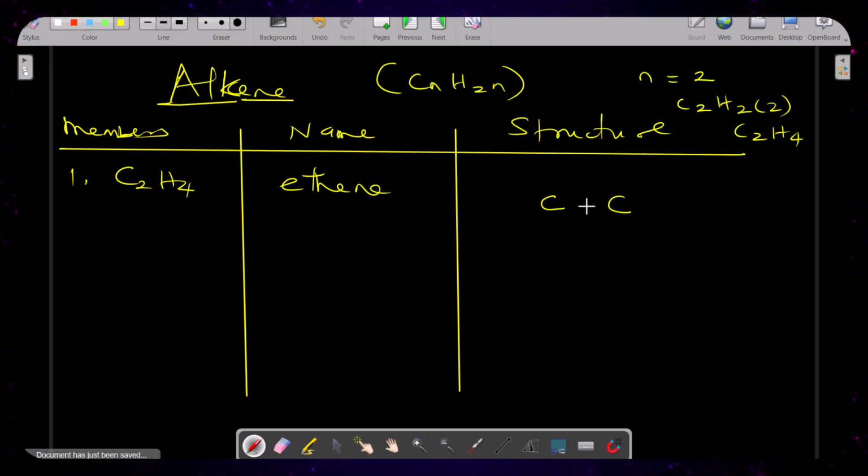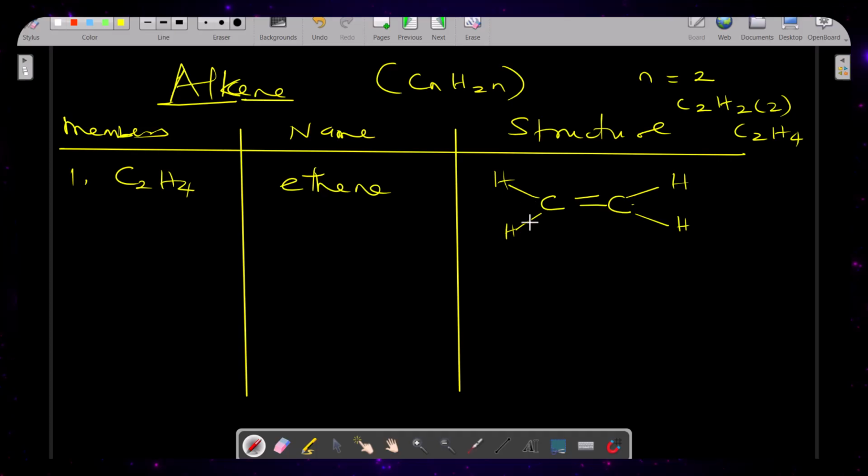The structure is going to be what now? C. Because the alkene family has a functional group of double bond, you put a double bond. How many hydrogens do I need to complete this one? I have 2 here already. I need an extra 2, which is 1 and also 2. So I have H here and also H here. This carbon is complete. Then for this one, I'm going to have 1 and an extra 2. So I have 1, 2, 3, 4. This is complete.